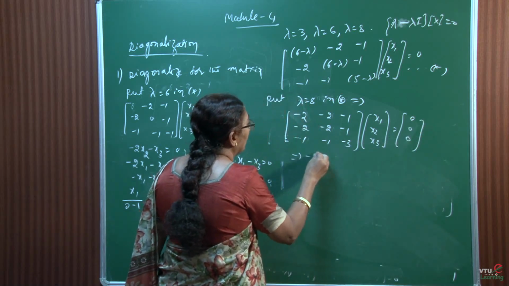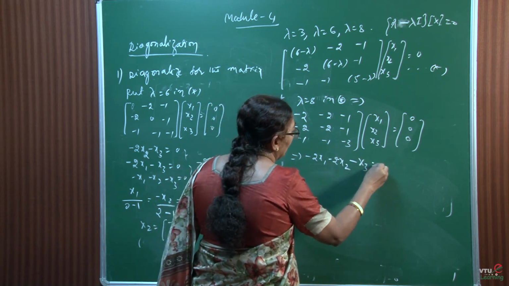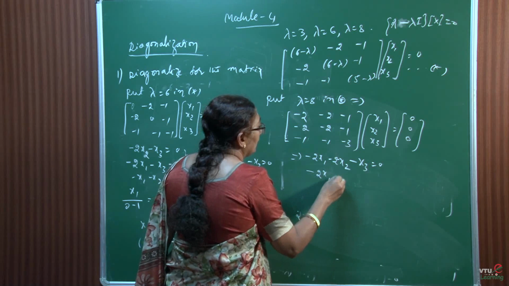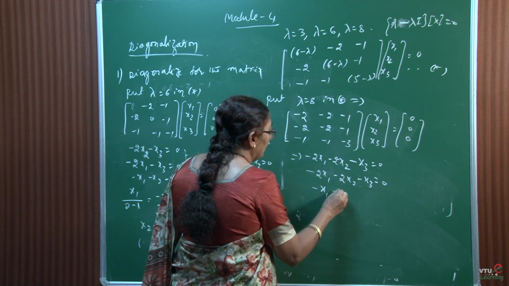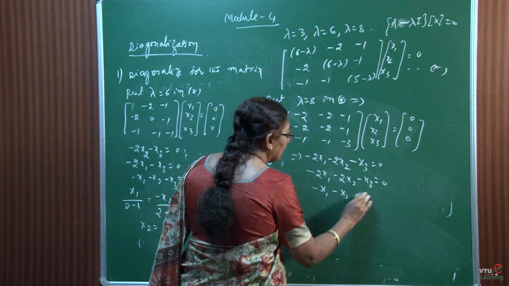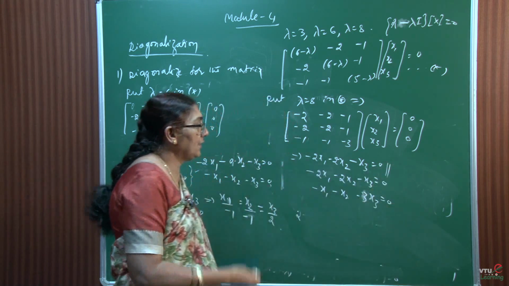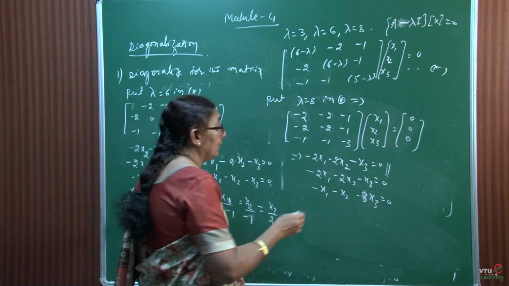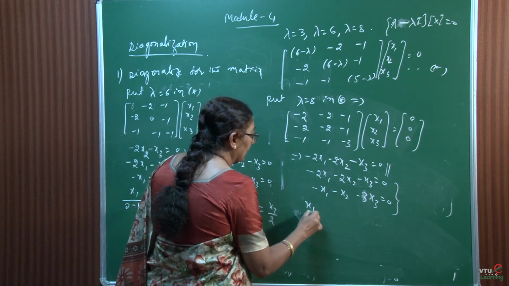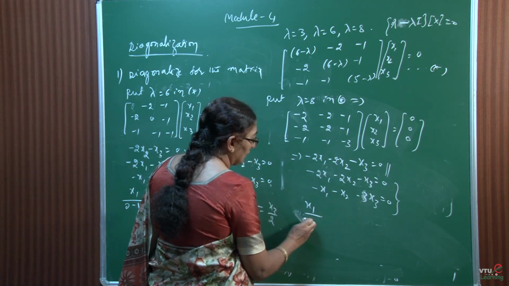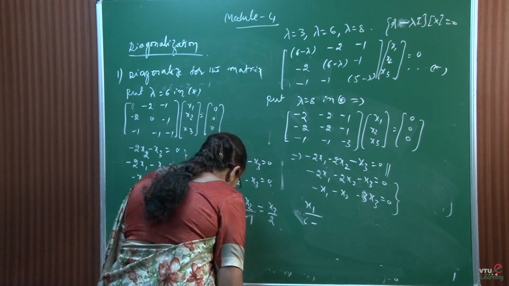Now simplify that. Minus 2x1 minus 2x2 minus x3 equal to 0. Minus 2x1 minus 2x2 minus x3 equal to 0. Last equation, minus x1 minus x2 minus 3x3 equal to 0. Observe these two equations are the same. We can't take the first two equations because both are the same. Therefore, I will choose the last two equations. From the last two equations, to find x1, leave this column and take the rest, 6 minus of minus into minus, plus 1, we get 6 minus 1.